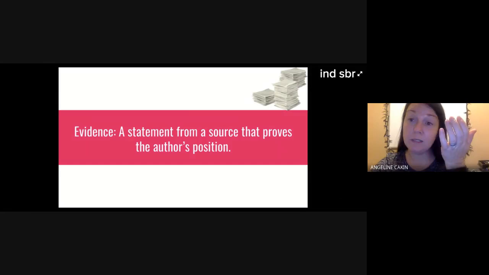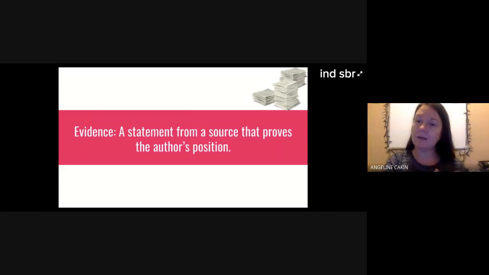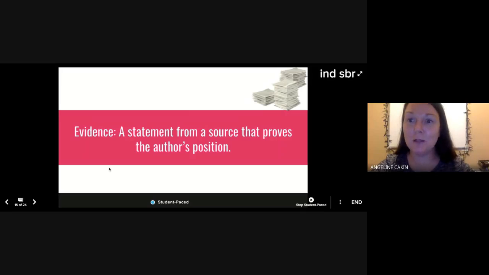So you have your claim, you have your reason, but you've got to back those things up. You can't just make these claims. You can't just say this is a reason. You have to back these up with facts. And that is what evidence is. It backs up your claim. It backs up your reason. It's a fact from a source.